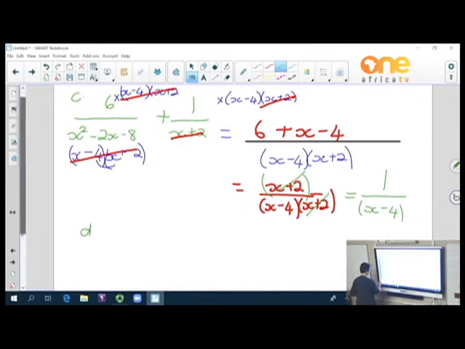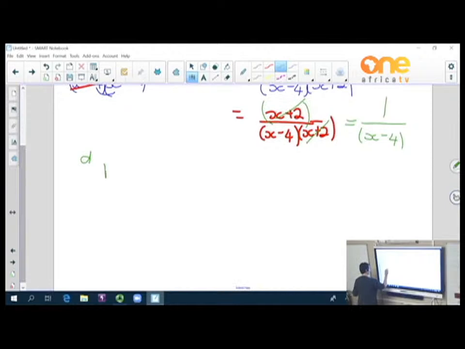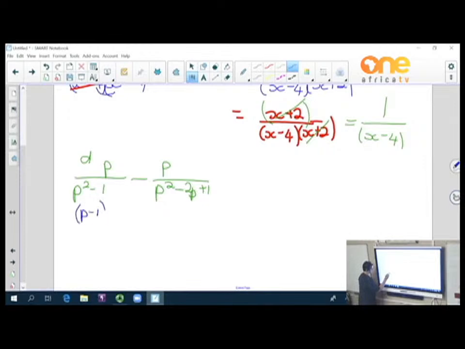Number D. P over p squared minus 1 minus p, and here we have a trinomial. The first one is the difference between squares, minus 2p plus 1. LCM, I need to factorize. Difference between squares, so this is p minus 1, p plus 1. By now you should recognize this. This is a trinomial, so it is, signs are equal, both will be negative.